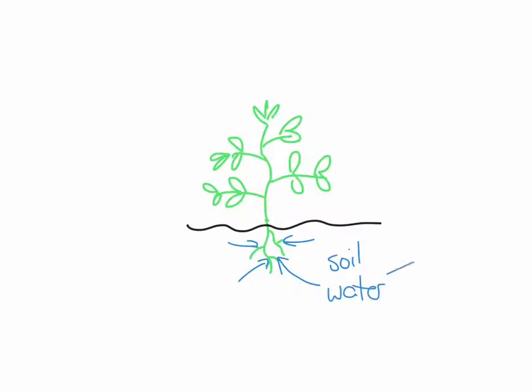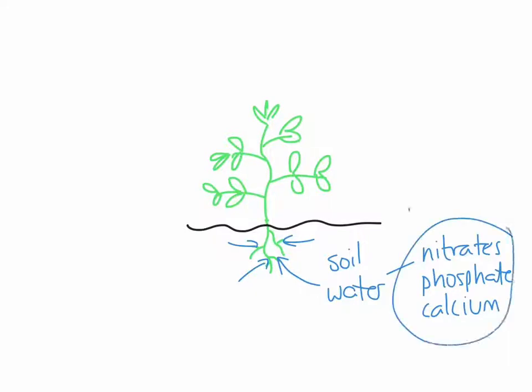And it will bring things like nitrates, phosphate, calcium, magnesium, and so on as well. So we call those things together minerals. So it's absorbed by osmosis into the root hair cells, into the roots, and then it travels through hollow tubes called xylem vessels up through the stem and out to the leaves.